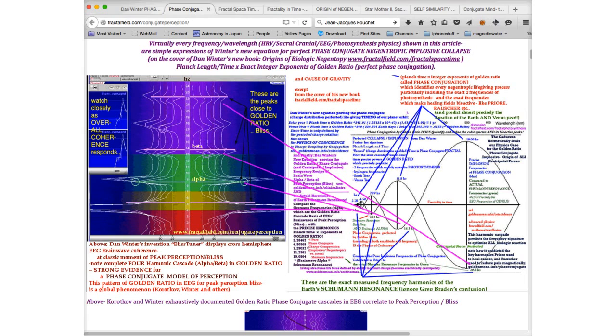Originally, when alpha and beta in brainwaves were defined, the centers of those parts of the spectrum were golden ratio in the original definition of alpha and beta. But look down here, these are the frequencies of the Schumann harmonics. There are 3 Hertz, 7.8, 14.3, and 20.8, which are so close to this perfect phase conjugate pump wave, Planck time times golden ratio in blue here. And now here is the brain wave making that exact same phase conjugate implosive pump wave called bliss and peak perception.